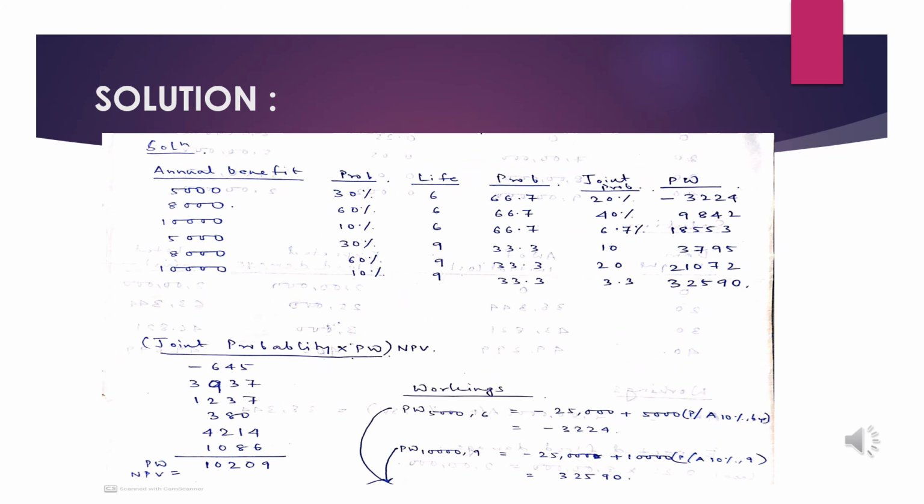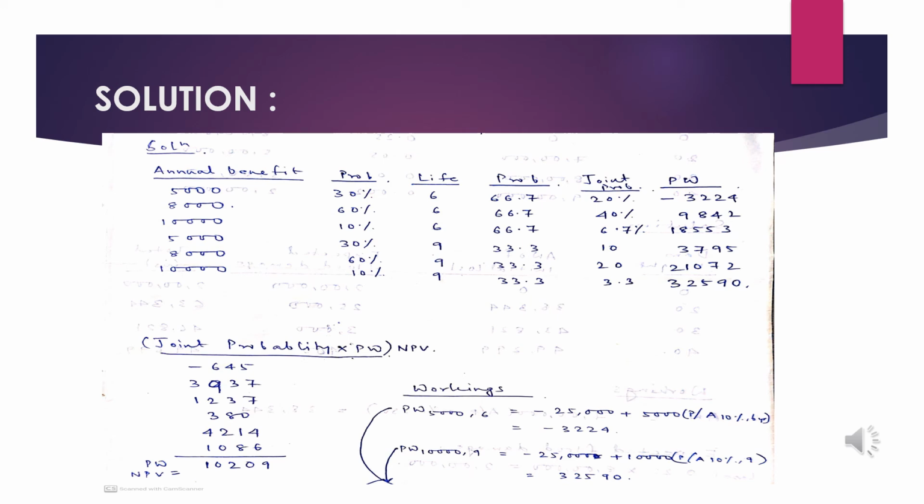This is a bit of a tricky solution to have, but let's go into the solution here. From the previous problem, we have seen that the organization is opting for a project which has 3 different types of annual benefits with different kinds of probabilities attached to it, and most importantly, the lifetime of those annual benefits varies from one time to another.